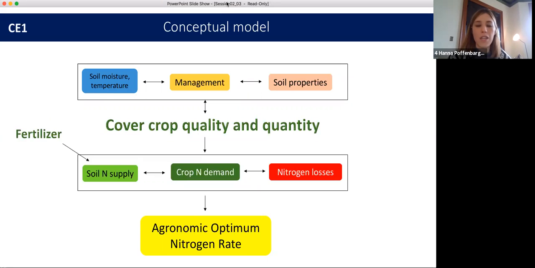Next slide, please. With the introduction of a cover crop, either a grass or a legume cover crop, we have potential impacts on the soil nitrogen supply, the yield potential, and nitrogen losses. Typically, the cover crop is designed to reduce nitrogen losses. So the goal really is to understand how the cover crop, both the presence of a cover crop and the species or the mixture, is impacting that agronomic optimum nitrogen rate, and how it is doing that.